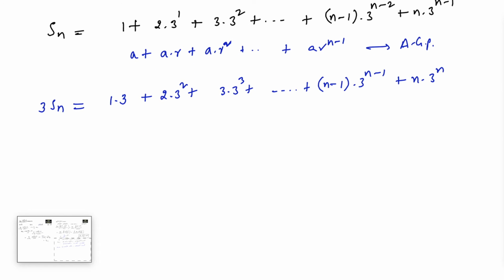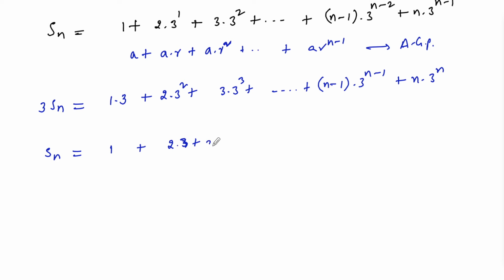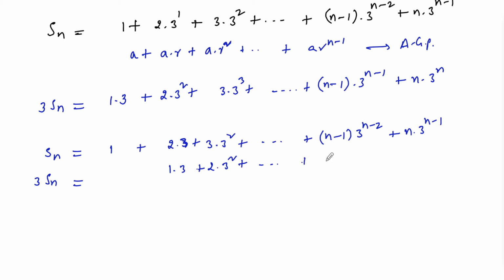Let us write the two sums Sn and 3 times Sn. So Sn is equal to 1 plus 2 into 3 plus 3 into 3 square plus and so on, n minus 1 into 3 to the power of n minus 2 plus n into 3 to the power of n minus 1, and 3 times Sn, I can write here, 1 into 3 plus 2 into 3 square plus and so on, n minus 1 into 3 to the power of n minus 1 and again plus n into 3 to the power of n.